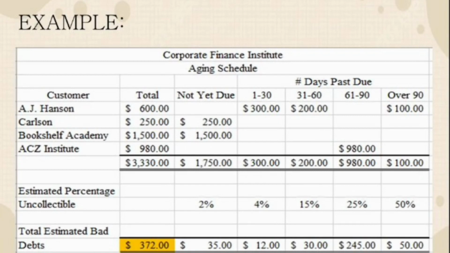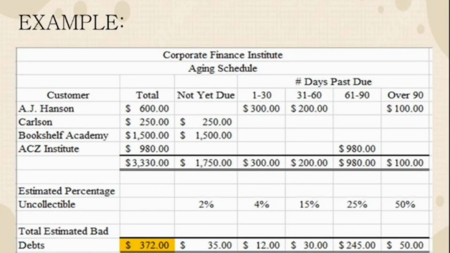And sa sud sa 61 to 90 days is si ACZ Institute is nibayad og $980 and there are estimated uncollectible which is the 25%. So to have estimated bad debts is multiply ang $980 times 25% equals to $245.